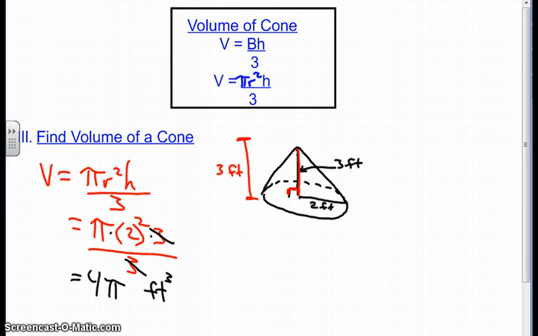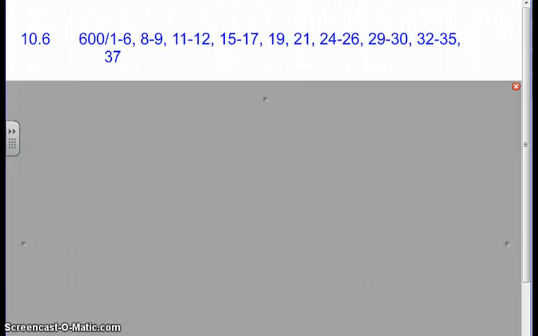And so now we could use the pi button on the calculator. It's 12.56 and so on. That's a familiar number for us, isn't it? 12.5, does it round to 7? Yeah, 7 feet cubed. Or you could leave your answer in terms of pi. This answer here is in terms of pi, right? Sometimes we leave our answers that way. And then if they say round to the hundredths, then you go to the next step and you multiply by pi or whatever. Okay? So you should be able to complete this assignment in class today. Okay?